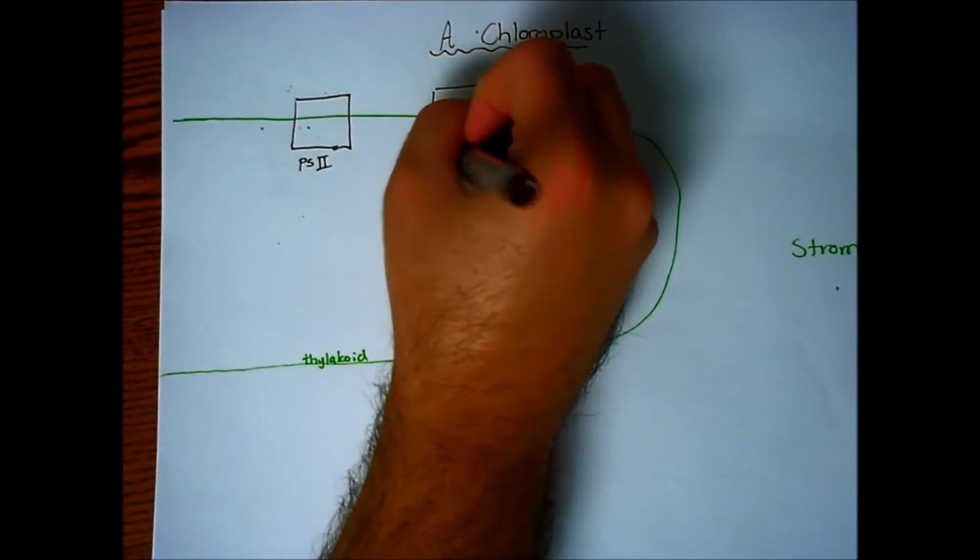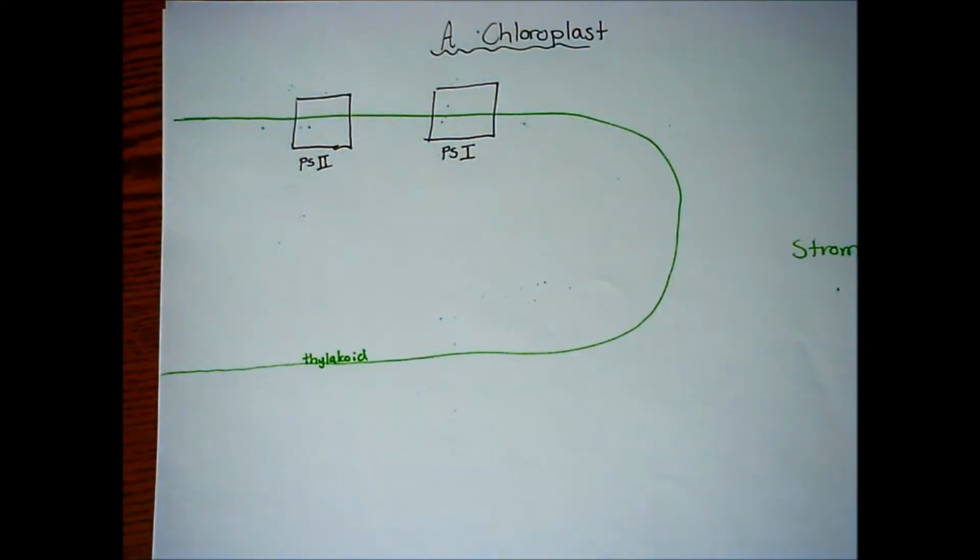A lot of people always say, well then, why were they named as such? Because they were named in order of their discovery, not in order of their occurrence. Photosystem 2, again, happens before photosystem 1.